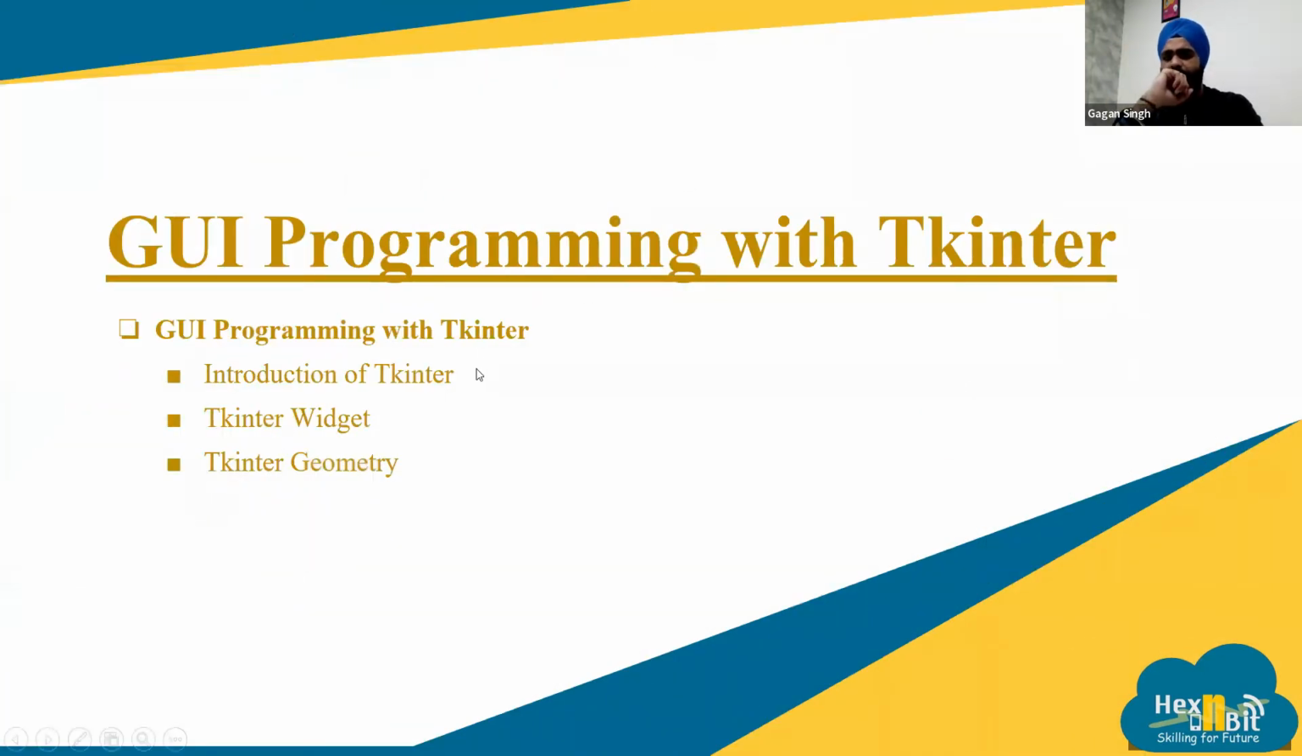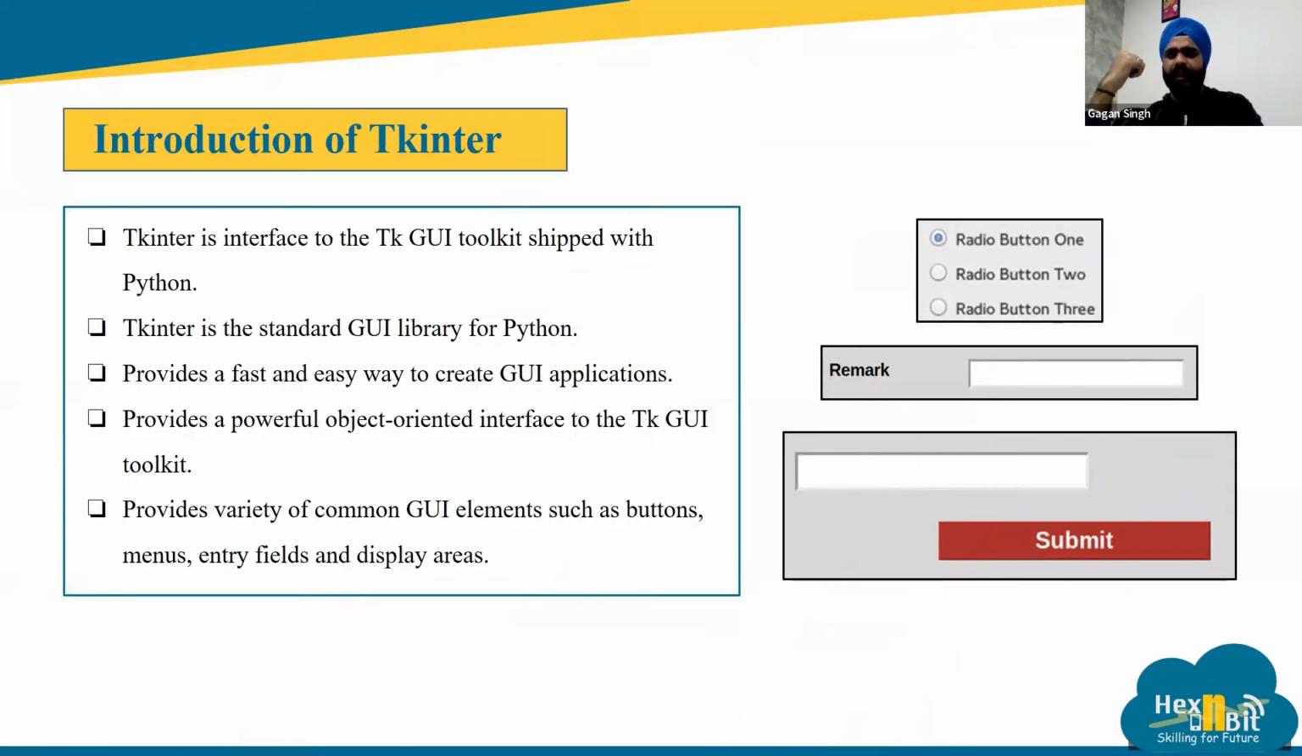In Tkinter, basically, first I'll give you the introduction for it, then Tkinter widgets, then Tkinter geometry. So Tkinter is an interface to the Tk GUI toolkit shipped with Python. It's an inbuilt module. One can easily just import this module using the import command and work over it. Tkinter is a standard GUI library for Python, which provides a fast and easy way to create GUI applications. One can easily create GUI applications with a small snippet of code with the help of it. It provides a powerful object-oriented interface also. You can use the object-oriented approach in order to create your GUI.